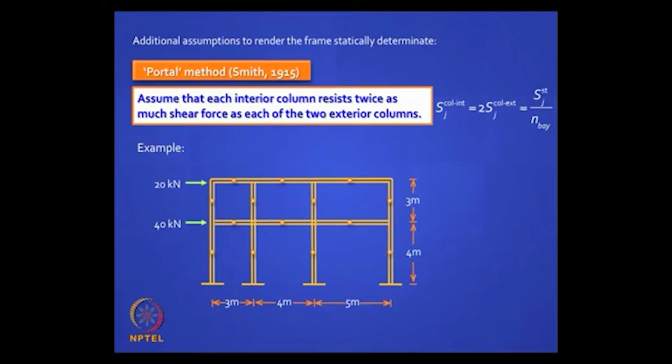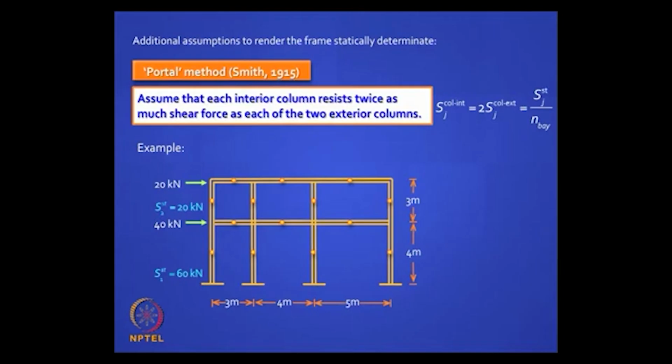First you mark the hinges, okay, put little rounds in the middle of all the beams and middle of all the columns. Then you do what we did earlier, divide the story shear, okay. So you can do that, calculate the story shear. The top story shear is 20 kilonewton and the lower story is 20 plus 40, 60, agreed. How is that 20 shared by the 4 columns?